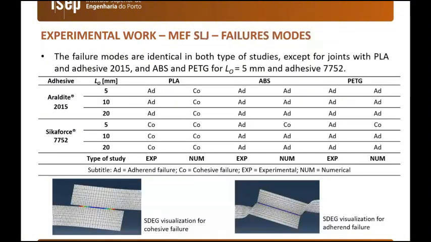Here we see the comparison between failure modes, experimental and numerical, for the single lap joint. Each column is one type of analysis. We have experimental and numerical, and we also have the three adherents. We can conclude that between the two possible failure modes, adherent and cohesive, we have a good agreement. There were some exceptions. For example, the joints with PLA and 2015 have a different failure mode, but in the end and overall, we have a good representation of the failure mode between the experiments and numerical simulation.